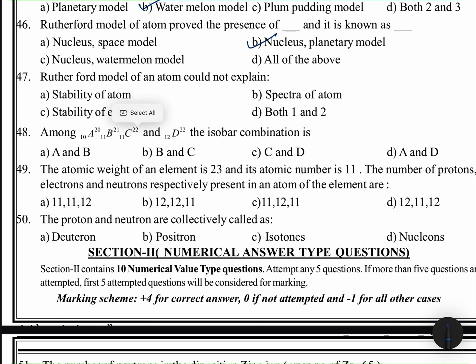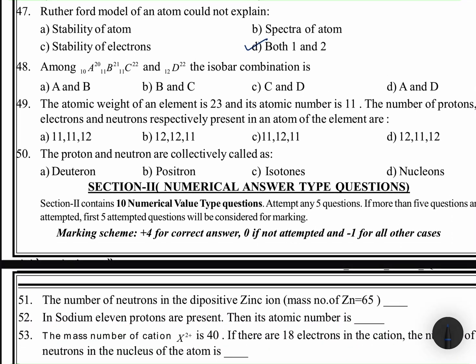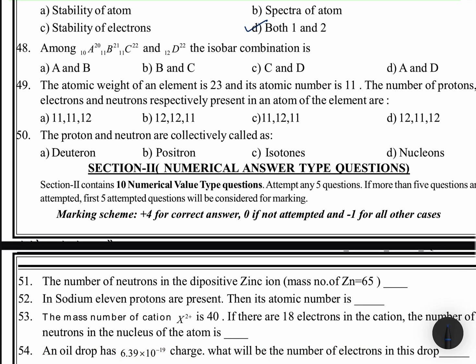The Rutherford model of an atom could not explain spectra and stability, because it doesn't know anything about the stability of electrons or the spectra of atoms. Among 10, 11, all these are given. Isobar combination: isobars must have the same mass numbers. So 22 and 22. It should be C and D.